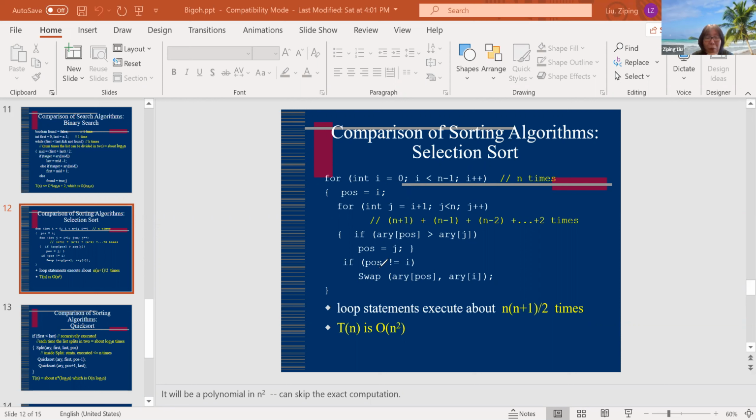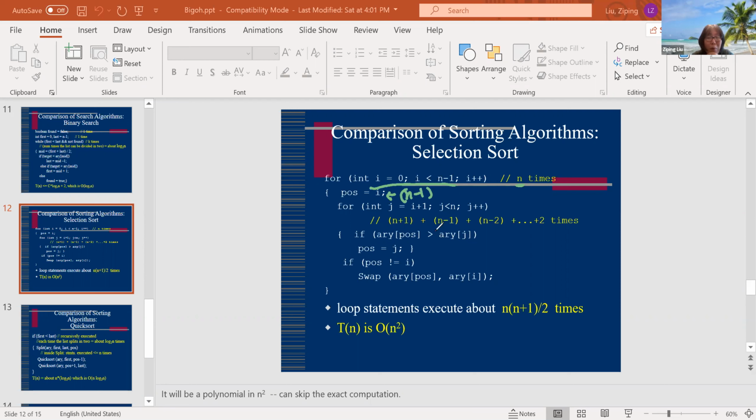Anyway, here is a general algorithm for selection sort. Let's take a look. So over here, we loop from 0 all the way to n minus 1. Totally how many times? n times, including i equals n minus 1. And this i, how many times is this going to be executed? This is going to be n minus 1 times.